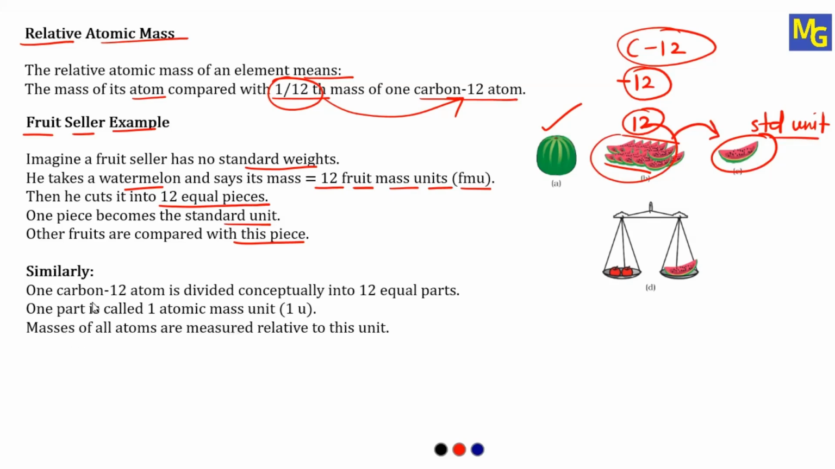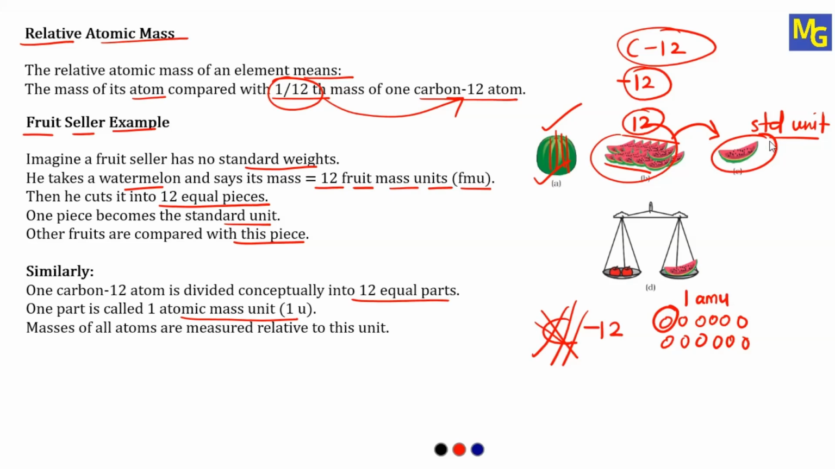One carbon 12 atom is divided conceptually into 12 equal parts. They have taken a carbon which has 12 atomic mass, same as the watermelon, and as the watermelon is cut into 12 pieces, this carbon 12 is conceptually cut into 12 pieces. So we get 12 pieces of this carbon 12, like this, imagine. So here 6, 6, 12. One part is called one atomic mass unit. Just as we kept one piece of the watermelon as standard, one part of this carbon 12 is taken as one atomic mass unit, that is 1 u. Masses of all atoms are compared or measured relative to this unit.